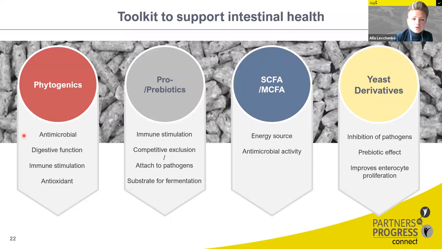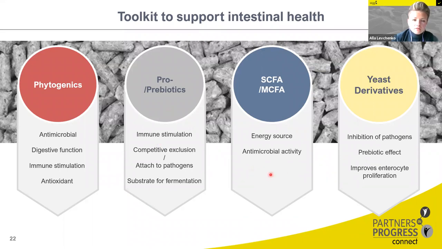Phytogenics have antimicrobial properties. They support digestive function and also help with the immune responses and the stimulation or regulation. Some components have antioxidant properties. Pre and probiotics also help with immune stimulation. They use the competitive exclusion mechanism also to push out some of the unwanted bacteria. They attach to pathogens, and they can be substrate for the fermentation. So this is in case of the prebiotics.